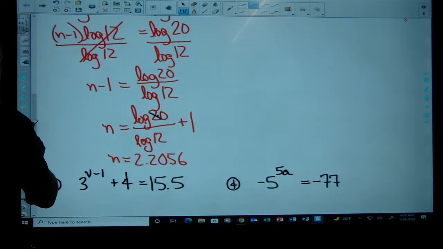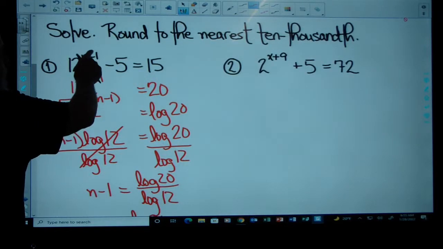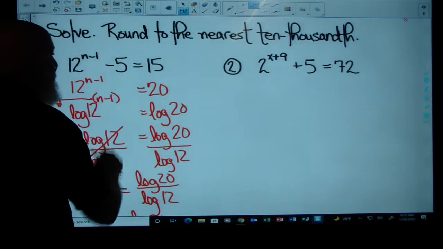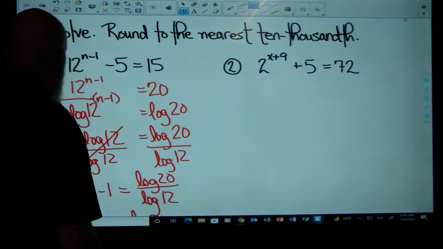So that means if n is 2.2056, I'm plugging in right here, raise 12 to that power, subtract 5, I'll get 15, or very, very close because we rounded it to the nearest 10,000. All right, let's do another one here.